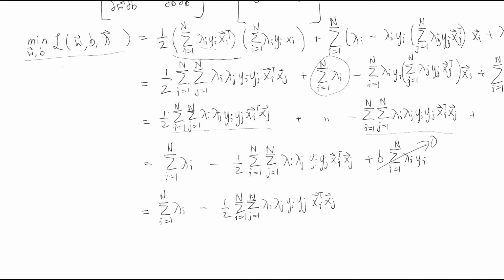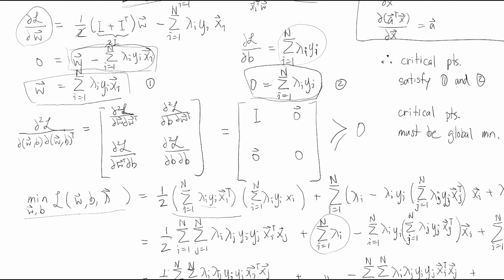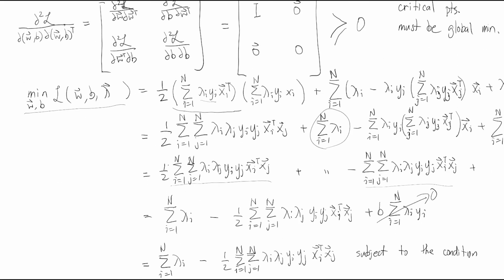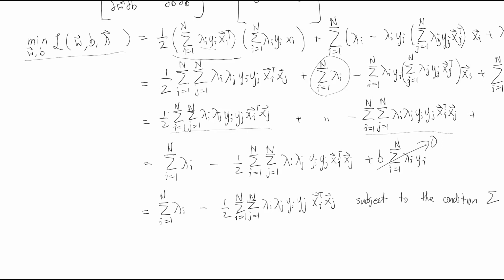Okay, so after we minimize over w and b, the result is this expression here, but it's still subject to condition 2. We have fully plugged in condition 1, but condition 2 is still going to be here. So condition 2 is the sum of lambda i, yi must be 0, right? So we're not really free to pick any lambda i and lambda j in these summations. We have to pick the lambda such that the sum of lambda i, yi is equal to 0.